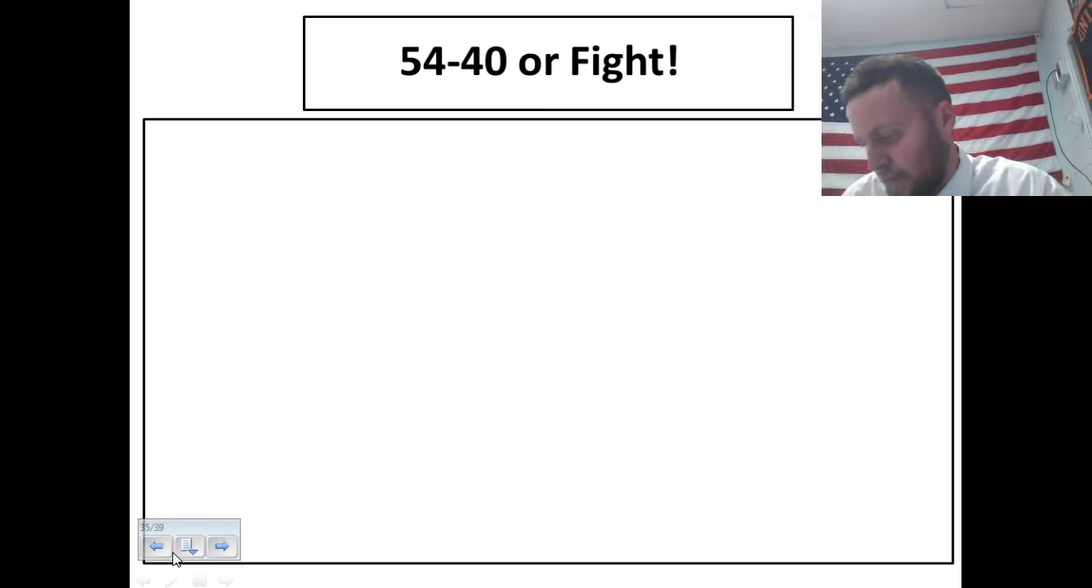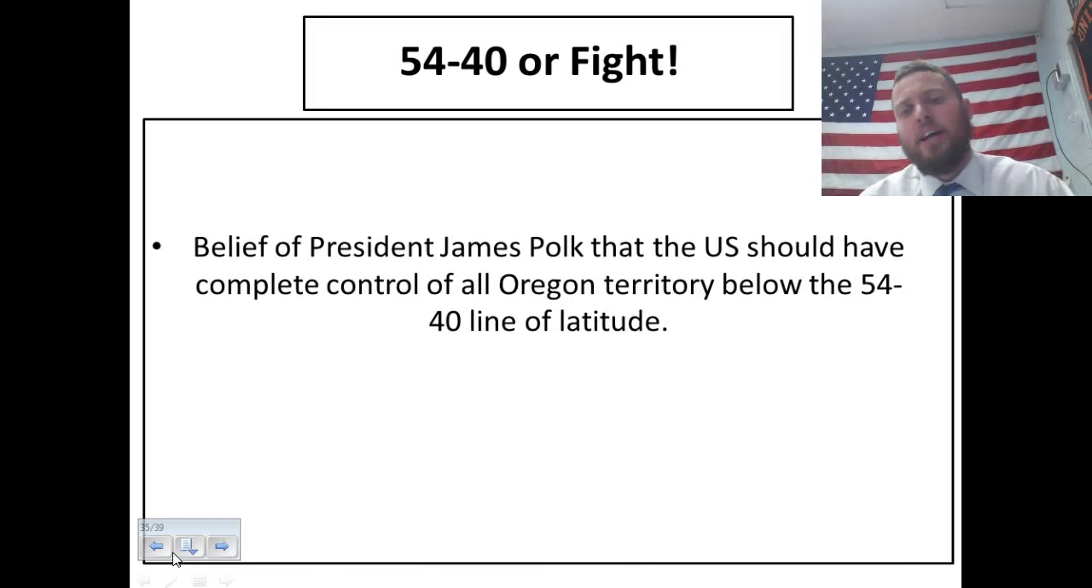54°40' or fight. All right? What is this all about? Here we go. It was the belief of President James K. Polk that the U.S. should have complete control of all Oregon territory below the 54°40' line of latitude.